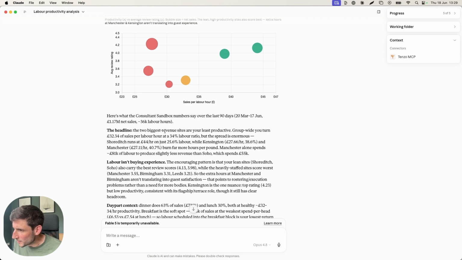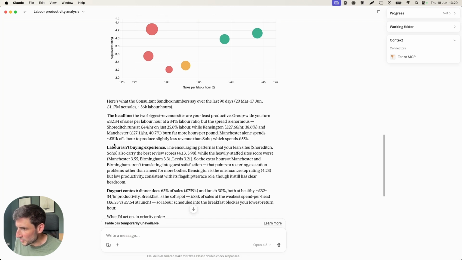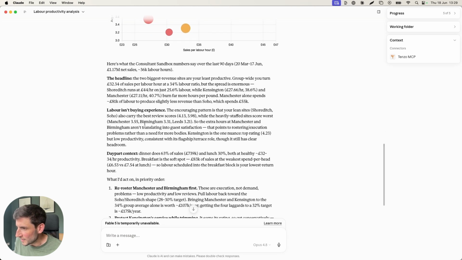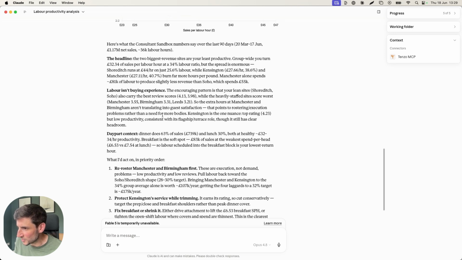So the headline: two of the biggest revenue drivers are your least productive. That's interesting. Group-wide, you turn £32 of sales per labor hour, 34% labor ratio. The spread is enormous, which is interesting. So it goes from Shoreditch at 44, while Kensington is at 27. So these burn far more hours per pound. Manchester alone spends 81k to produce slightly less revenue than Soho, which spends 55. Labor isn't buying the experience. The encouragement is your lean sites can also carry the best review scores, which is interesting.